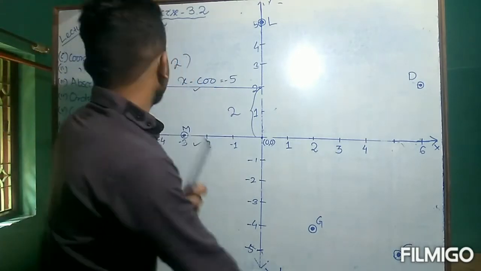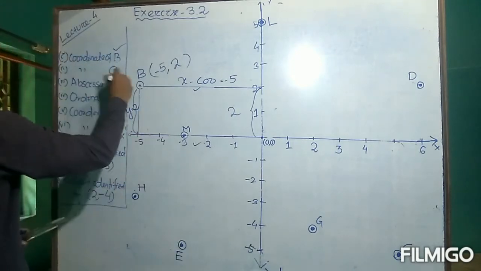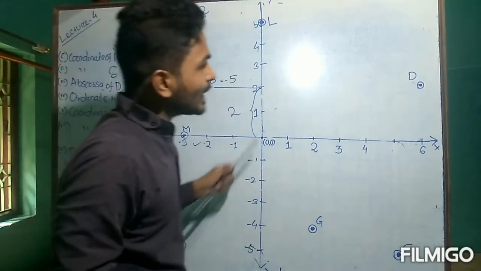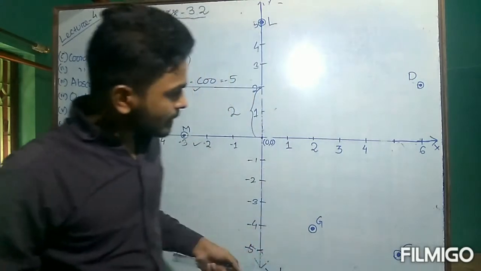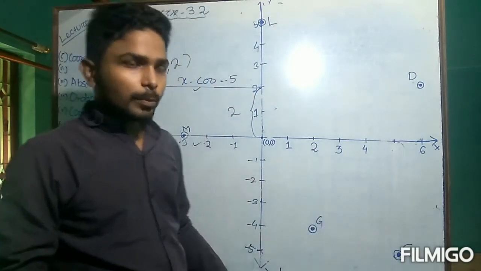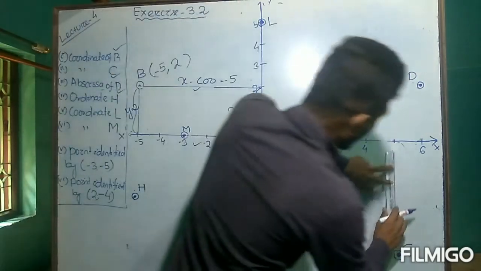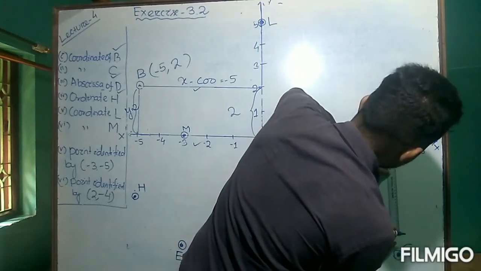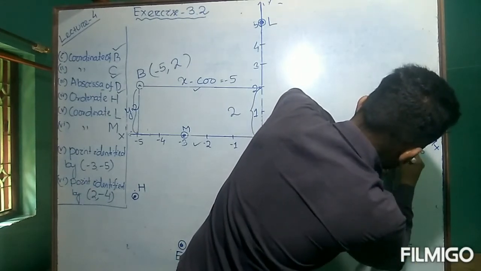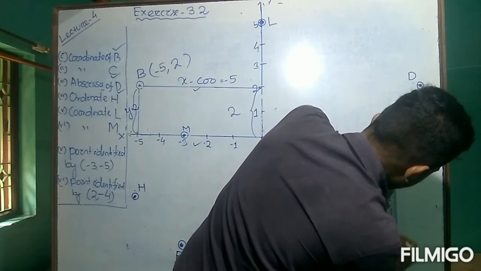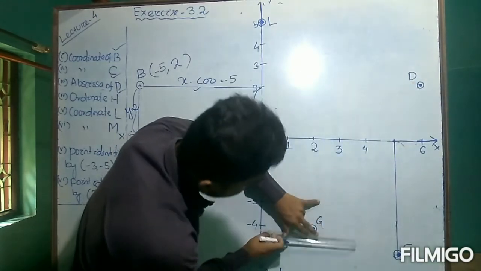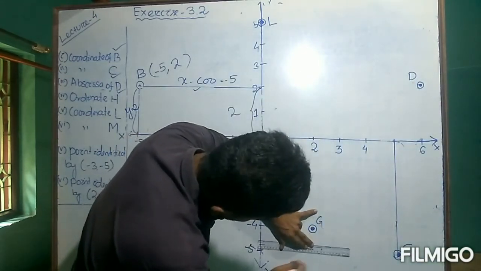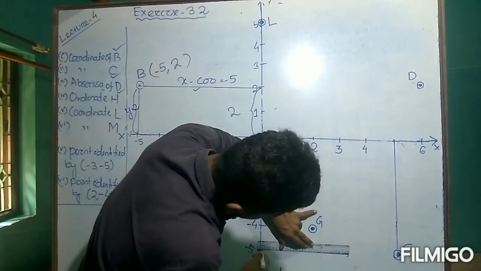Right? Next, find the coordinate of the point C. So first identify where the point C is placed. Here is the point C. You have to find the coordinates. Similarly, draw two perpendicular lines. So these are the two perpendicular lines to the x axis as well as to the y axis.